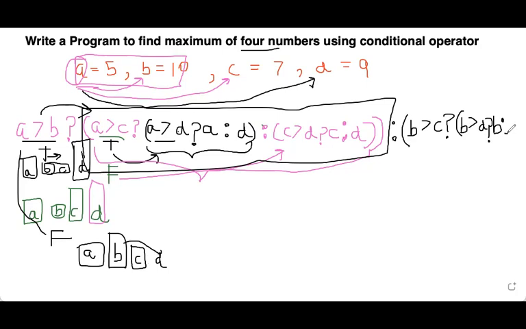Else, let's say B is not greater than D. Let's say D is greater than B. Now here D is greater than B, where B is greater than A and C both. It means D will be maximum, right? So here we will write D and I will close the bracket. Now this inner expression is complete, right? And this inner expression is executed when the B greater than C condition is true.